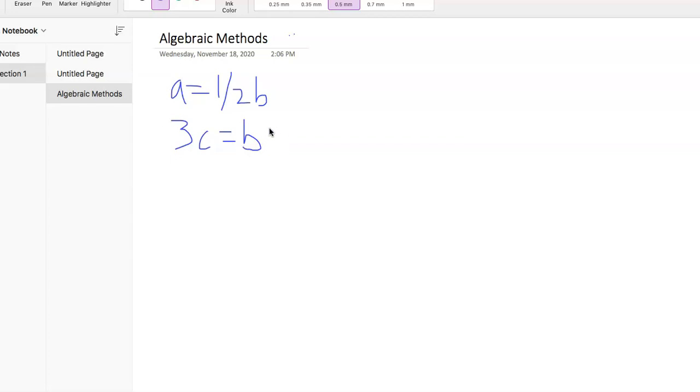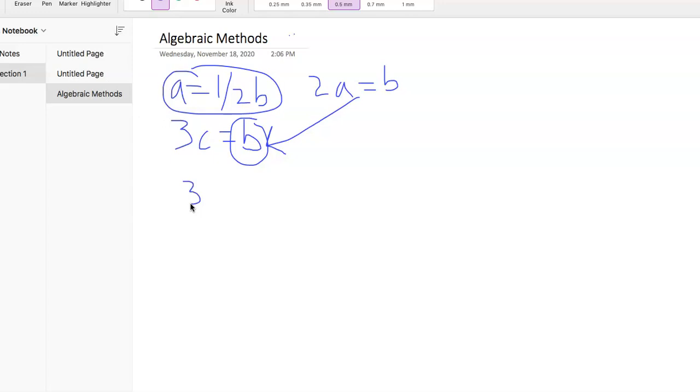Right, so we just somehow need to substitute, right? So if we can get a equals 1/2 b, and we need to substitute this b in here. So what we'll do is multiply each side of the equation at the top by 2, and we get 2a equals b. Okay, and then we can substitute that in right there. So 3c equals b is now the same as saying 3c equals 2a, right? Because 2a equals b.